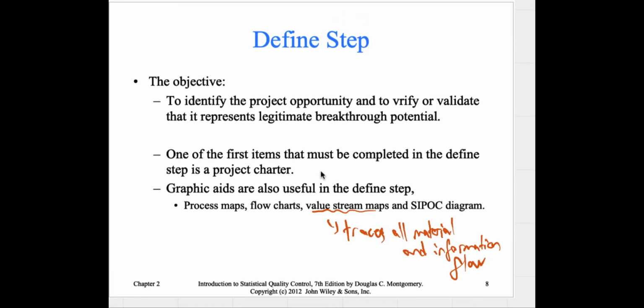The first step of the DMAIC is the define step. In this step, we are identifying the project opportunities and validating the breakthrough potential of the projects. We can get help from the graphical tools. These tools are process maps, flowcharts, value stream maps, and the supplier input, process output, and control diagram. Do not worry about them, but I want you to review the textbook at least to see how we can use these charts and maps. It will be helpful for you. All right.